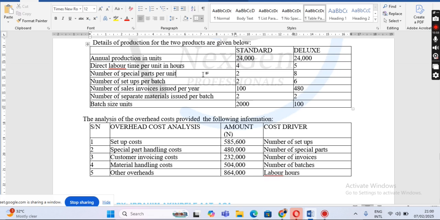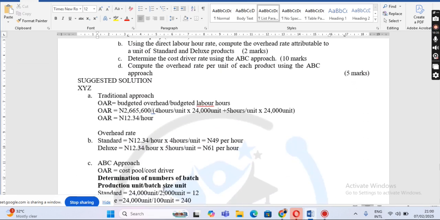Don't forget that we've done this thing. We actually explained this in our previous lecture. Numbers of special parts per unit. 1 unit will have two special parts. If you want to produce 1 unit, you will have 2 special parts per unit. So when you are producing 24,000 units, how many numbers of special parts will you have? So you have to multiply 2 times 24,000 to have the numbers of special parts, of which we've done that in our previous lecture.